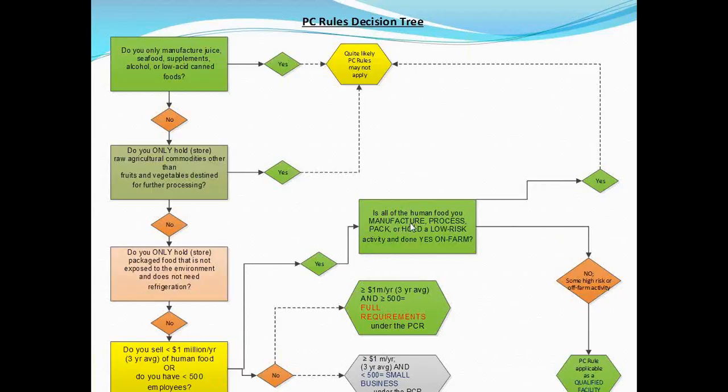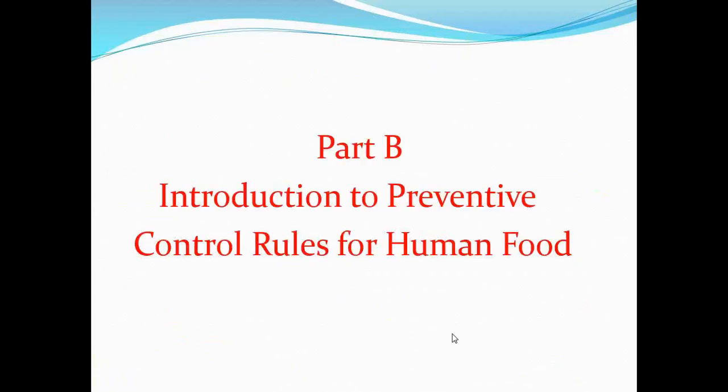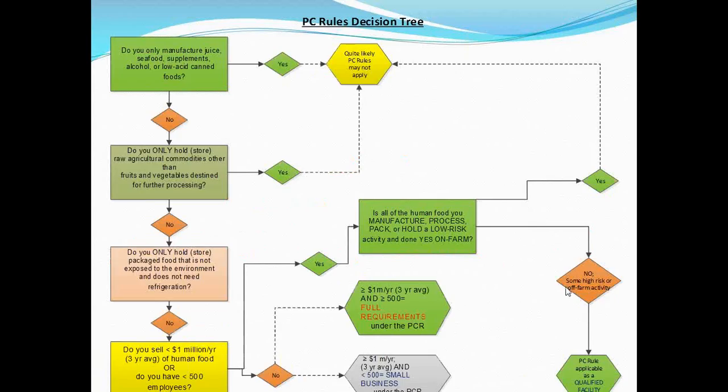The question is: all human food you manufacture, process, pack, or hold, is it a low-risk product? And is it done on the farm? If your response is yes, then you go to the next box. If your response is some are done off farm, then the PC rule is applicable, but as a qualified facility.